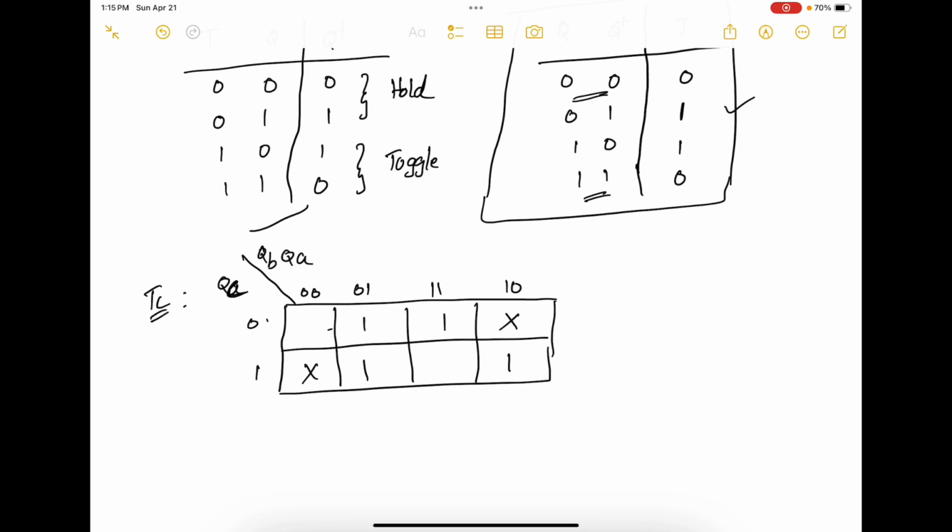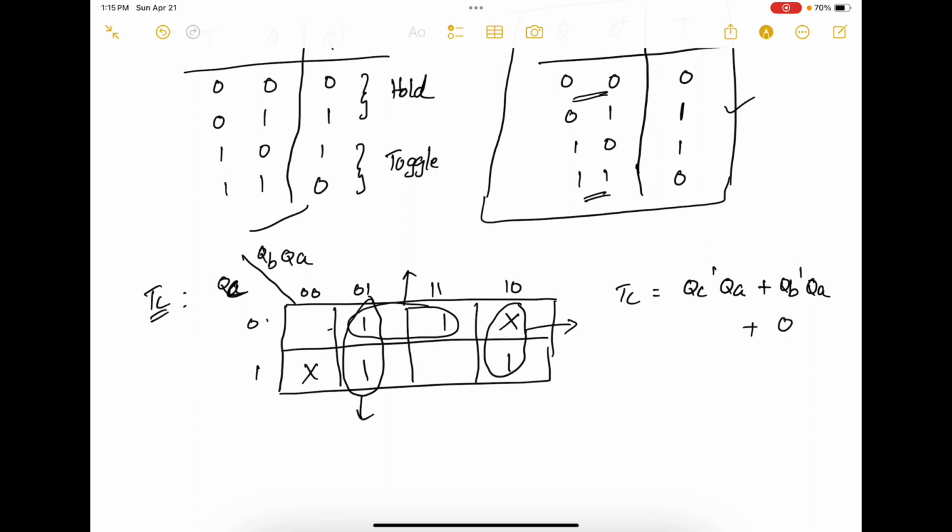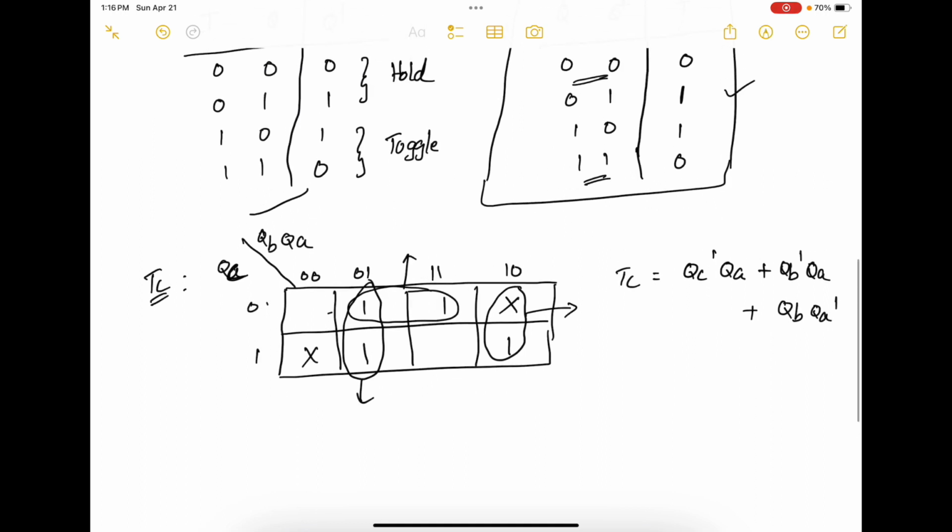From this, you can find the equation for TC. So let's start grouping up. This is the first group. This is the second group. And this is the third group. TC equals QC prime and QA. That is this one here. This one would be QB prime QA. This one would be QB QA prime. Similarly, you can construct the equations for TB and TA.